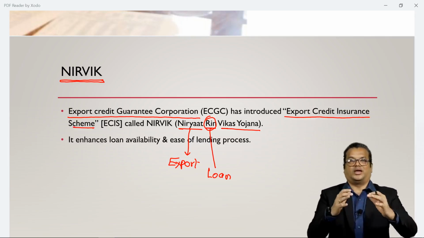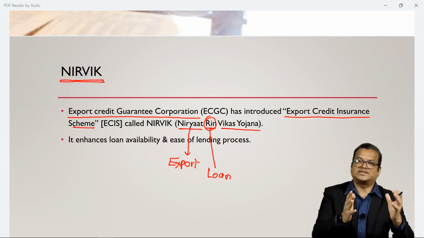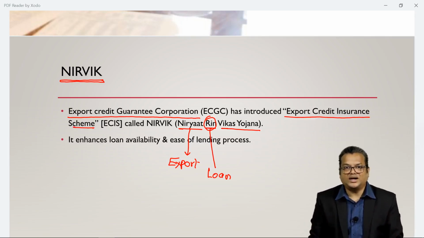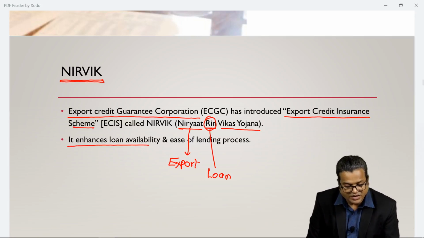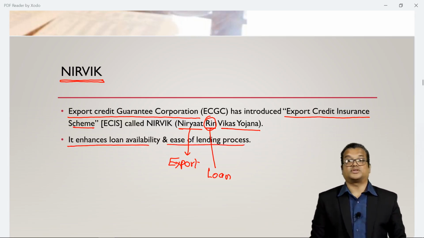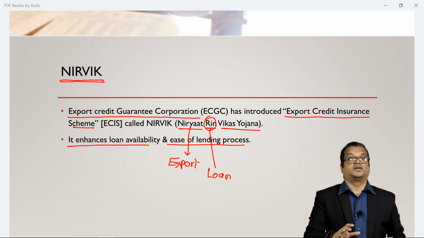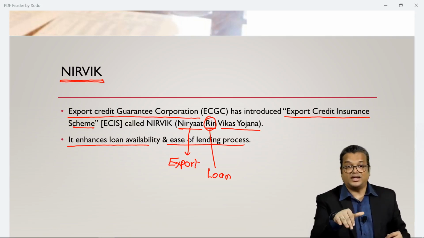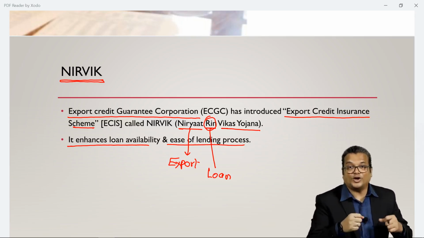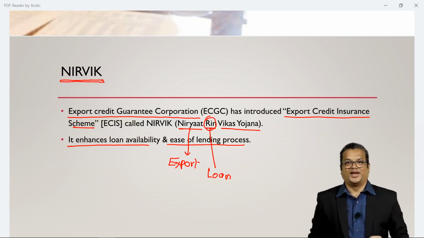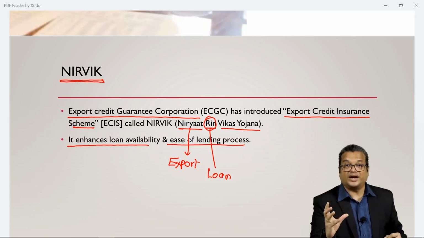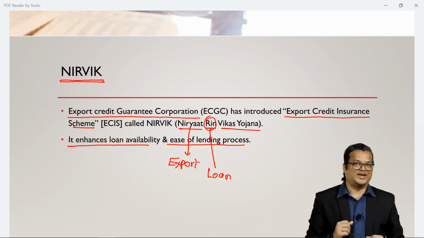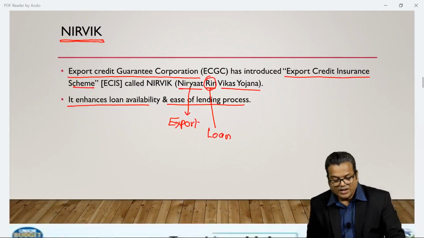So Export Credit Insurance Scheme, also known as what? NIRVIK. What will it do? As simple as that, it will enhance the loan availability and ease the lending process. See, friends, small exporters are in need of funds, in need of finance, and then the Export Credit Guarantee Corporation comes to the help. It has launched this scheme, Export Credit Insurance Scheme, also known as NIRVIK. So let's take a few more updates about it.